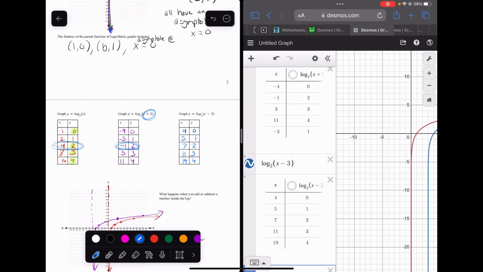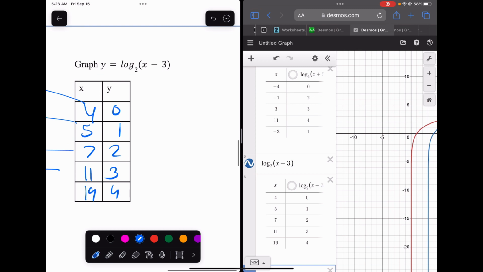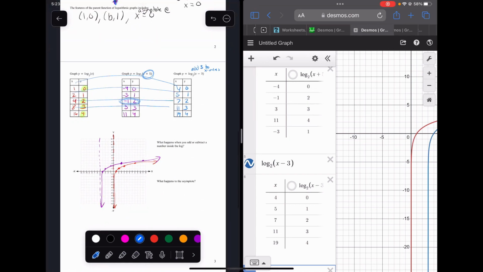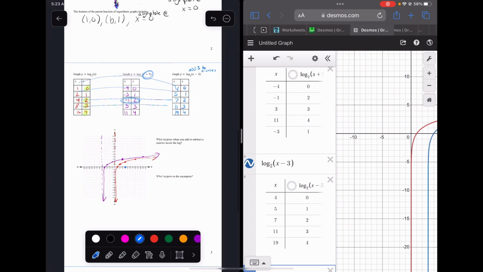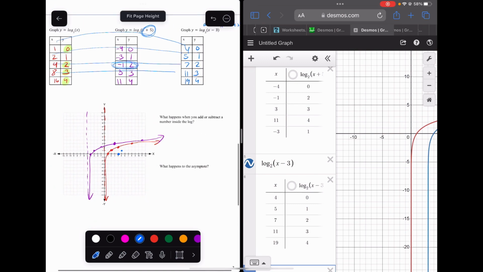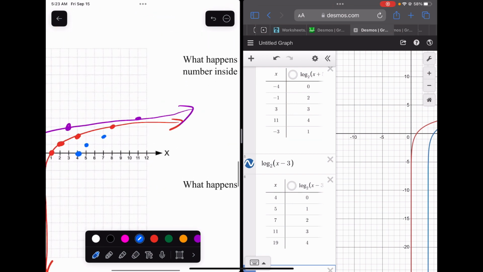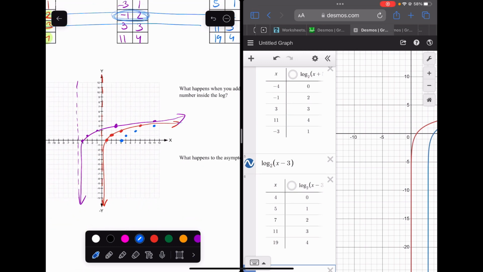So again, if we compare these values to where we started, right? Our original 0, 1, 2, 3, 4. We went from 1 to 4, 2 to 5, 4 to 7, 8 to 11. What's happening here? We are adding 3 to x values. All right. So if we go ahead and graph this, we get (4, 0), and (5, 1), and (7, 2), and then (11, 3).